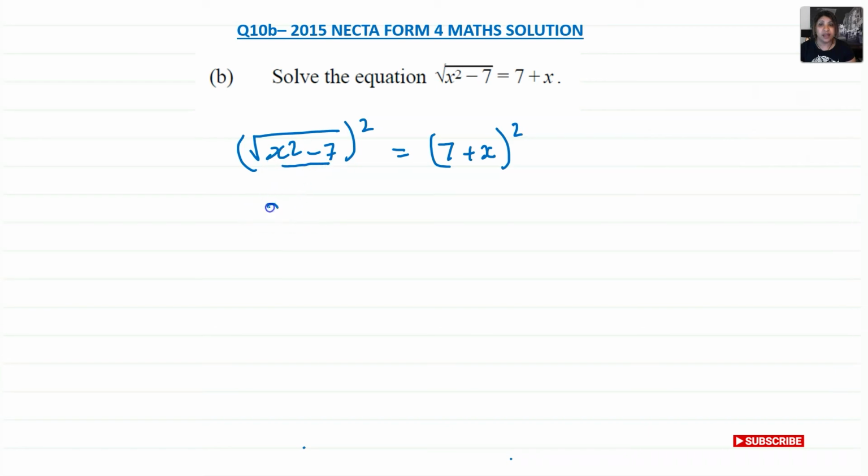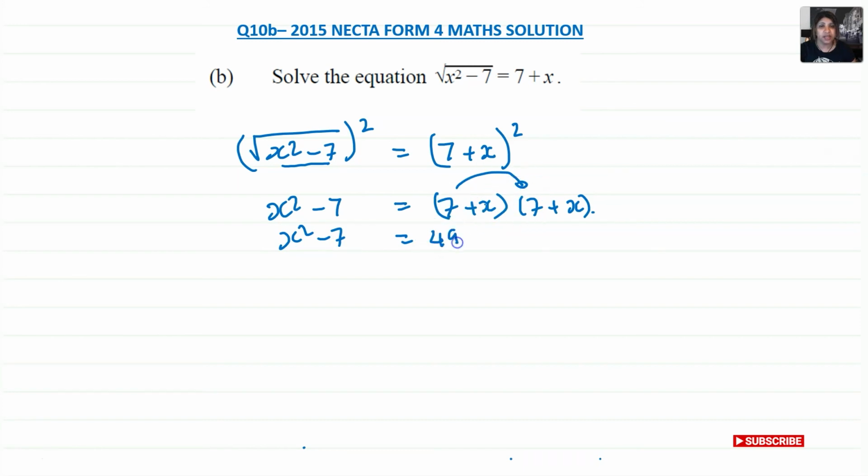So on that side, I will have x squared take away 7 equals, on this side, the bracket squared, which means 7 plus x multiplied by another bracket with the same numbers inside. We need to carry on and say this is equal to, now we need to expand. So 7 times 7 is 49, and then 7 times x is plus 7x. x times 7, another plus 7x, and x times x gives plus x squared.